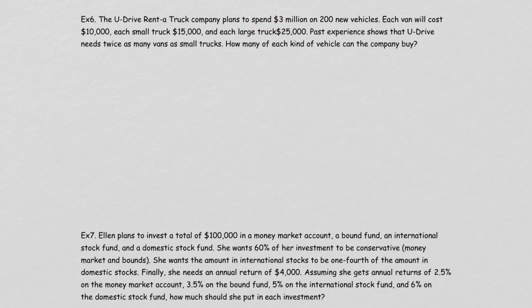So the first example that we see right here: a rental truck company plans to spend $3 million on 200 new vehicles. So they wanted to purchase 200 new vehicles. The van will cost $10,000 each. A small truck will be $15,000. A larger truck will be $25,000. Past experience shows that this company needs twice as many vans as small trucks. How many of each kind of vehicle can the company buy?